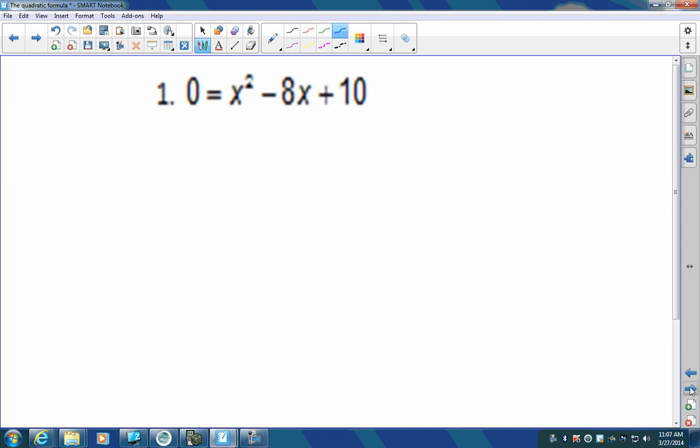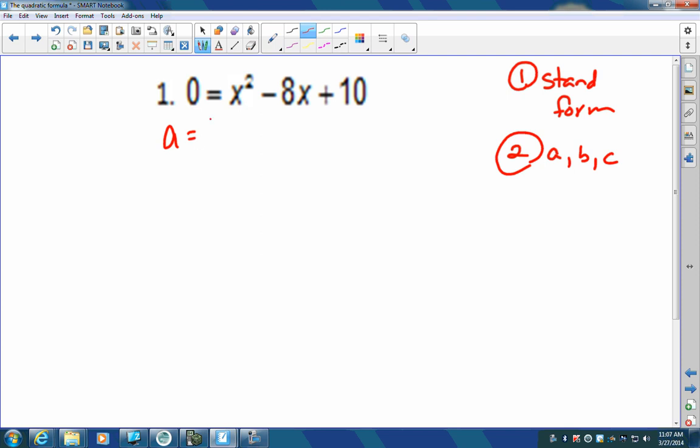What are my steps? So let's look at number one. The first thing we have to make sure of is standard form. It is already in standard form, because it doesn't matter which side the zero's on. But step two now is I need to find a, b, and c. A is the number in front of x squared, which is what? 1. B is the number in front of x, -8. C is the number by itself, 10. All right, let me write the formula over here, but you should have that down on your paper. I think you guys do, right?